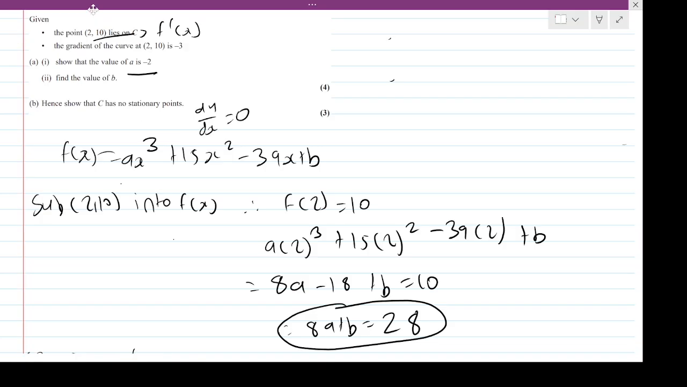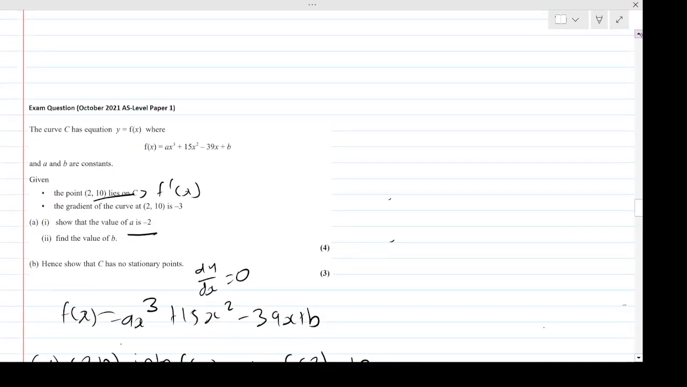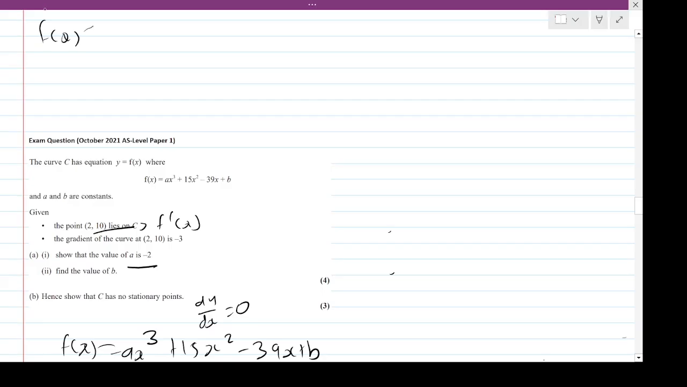Right. So we know what a and b is now. We can bring that into my f of x. Right. So if I do it up here. So f of x then, now ax cubed, well a is -2, so -2x cubed, add 15x squared, minus 39x, and then b was 44, so add 44. Okay, that's my function now, with my a and b values filled in.